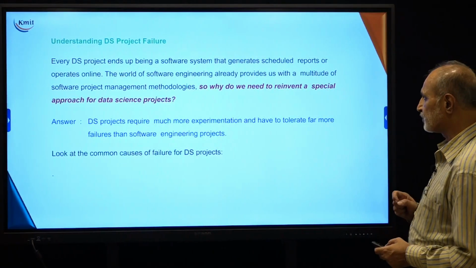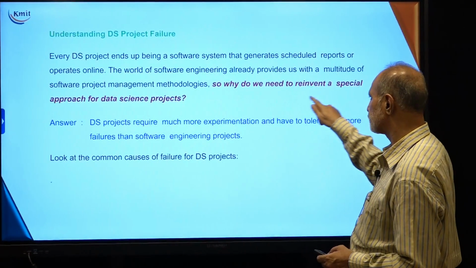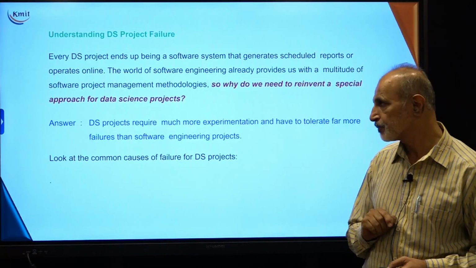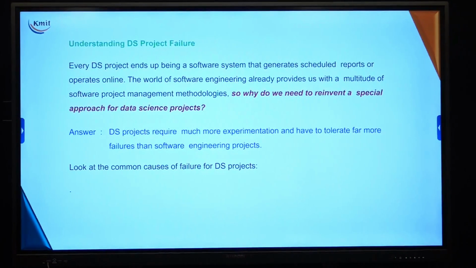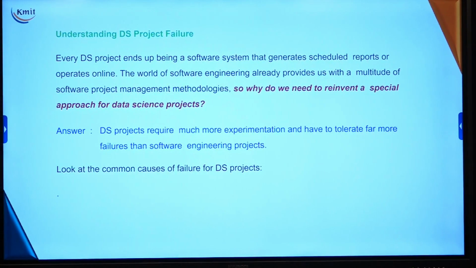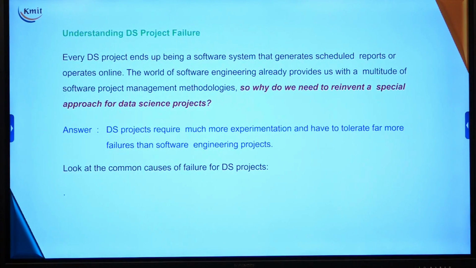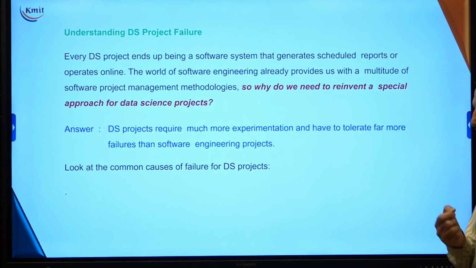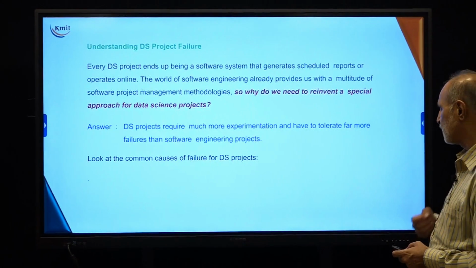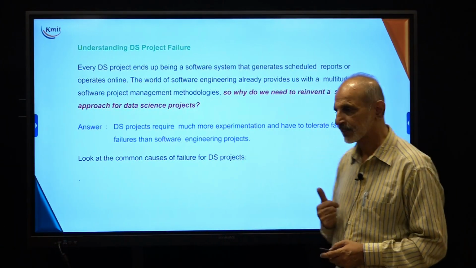When I go for online, the world of software engineering already provides us with a multitude of software project methodologies. So why do we need to reinvent the whole approach? Very simple idea and very simple question too. The answer is that data science projects require much more experimentation. In traditional software development, after one or two iterations, or ten iterations, it is over and you have fully tested the system. However, this is not the case with a data science project. I do require many more experiments and have to tolerate far more failure than a software engineering project. So this is the underlying answer.